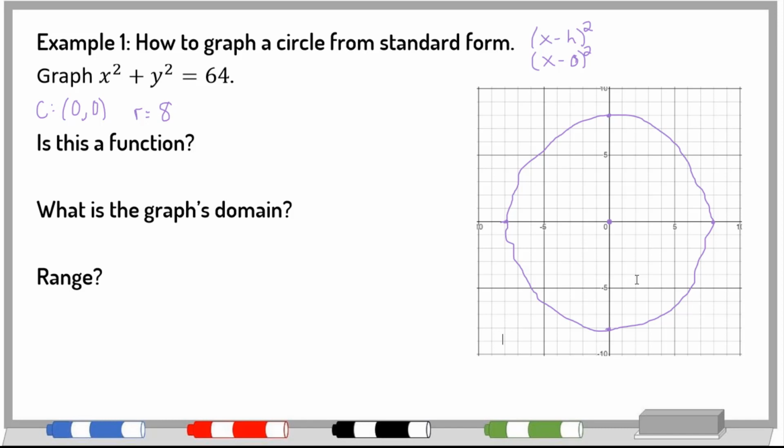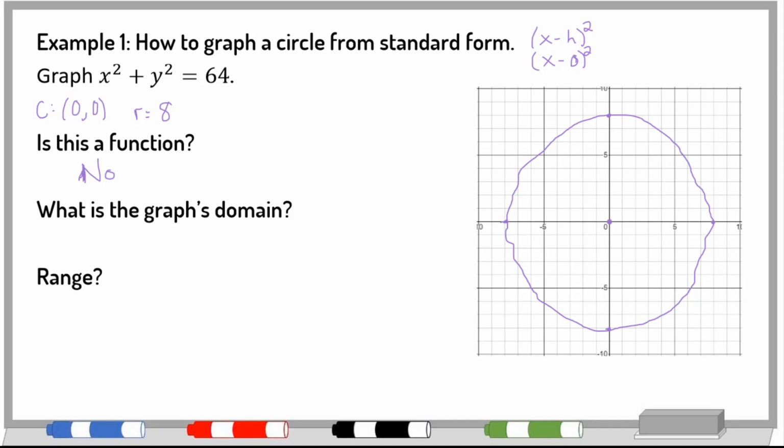Quick question, is this a function, as we sometimes ask ourselves about relations in math? The answer would be no, because this does not pass the vertical line test. So it is not a function. You might have already realized that. Another big thing that makes things not a function is having a y squared. It automatically causes us problems; it makes it not a function, the y squared does.